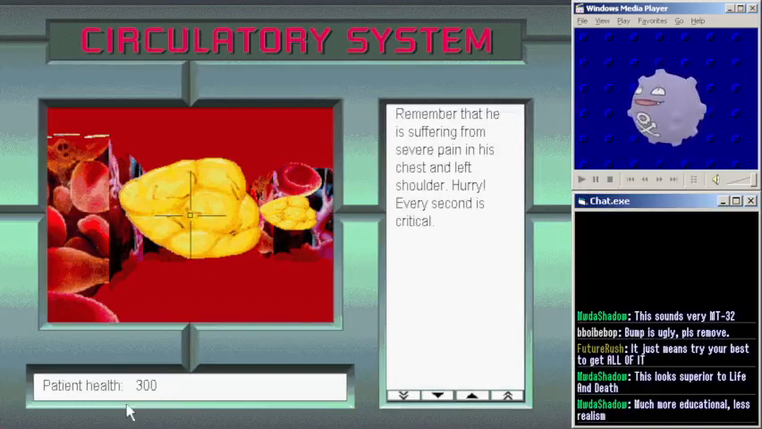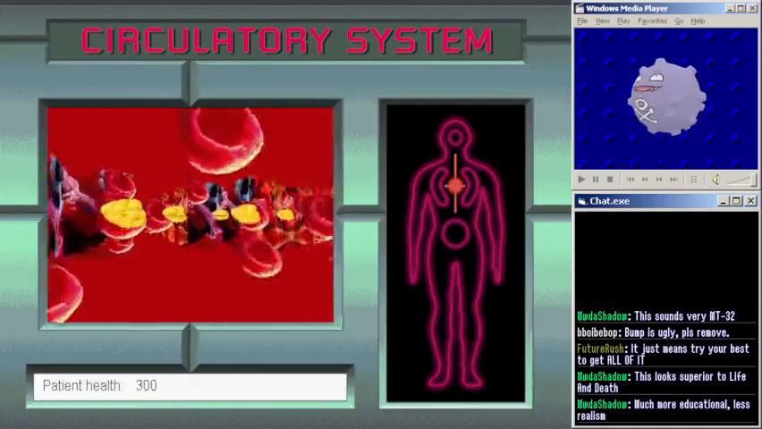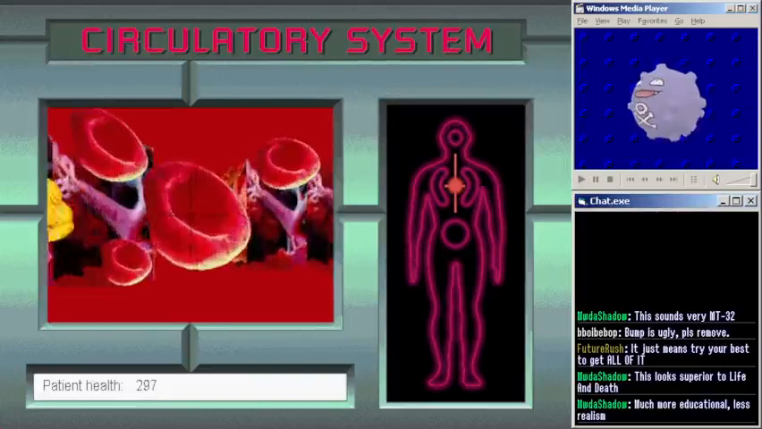Every second. But it's fine, we got 300 seconds. Or we could zap some innocent cells.